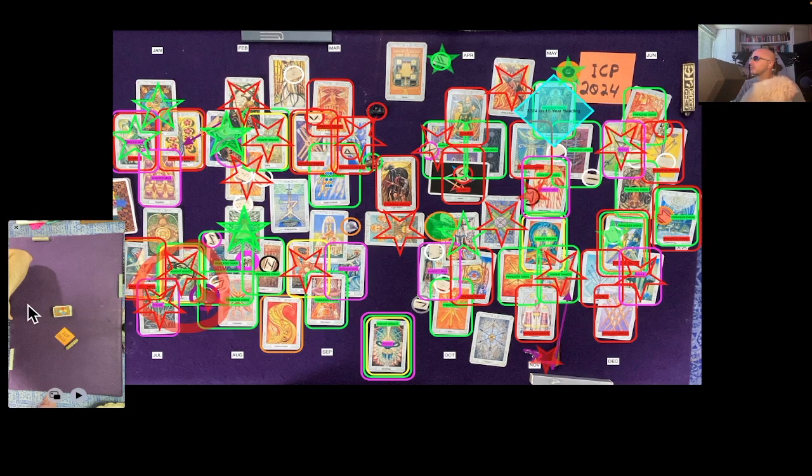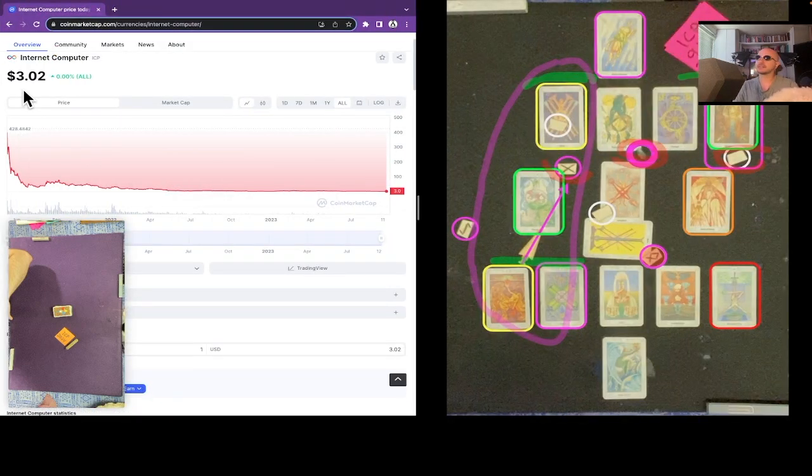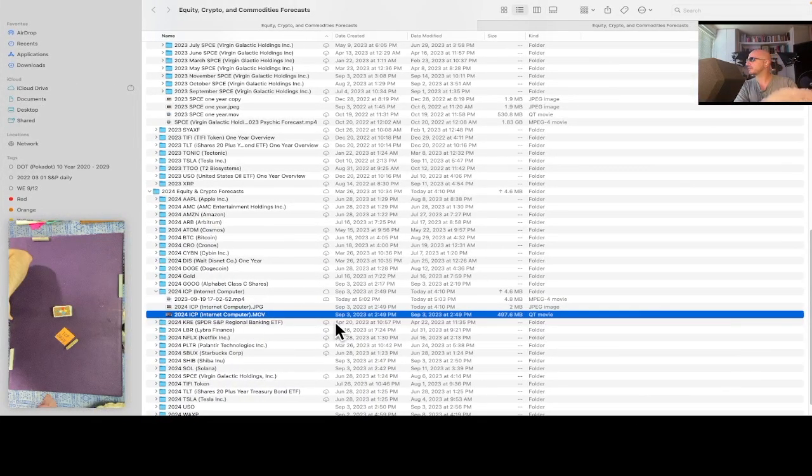This is the Internet Computer 1-year overview reading for the year 2024. That's ICP. It's currently September 19th, 2023, 5:03 p.m. Eastern Time. ICP at the time of this reading is currently $3.02 USD. And the shuffle file for the ICP reading for 2024 was created on September 3rd, 2023 at 2:49 p.m. Eastern Time. That's this video right here.